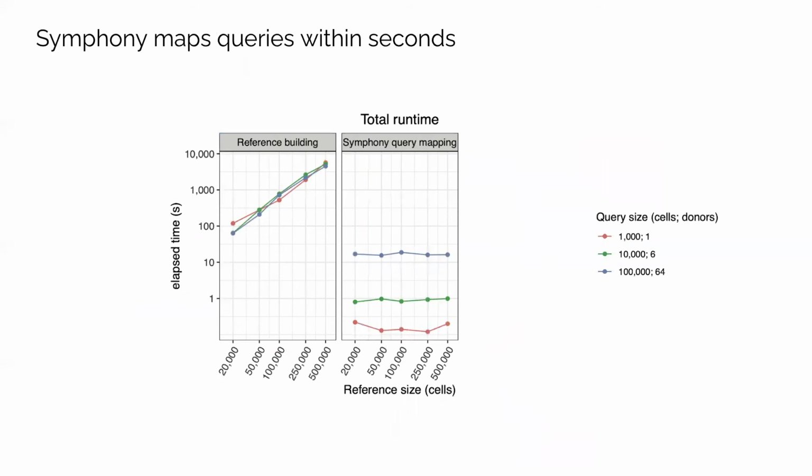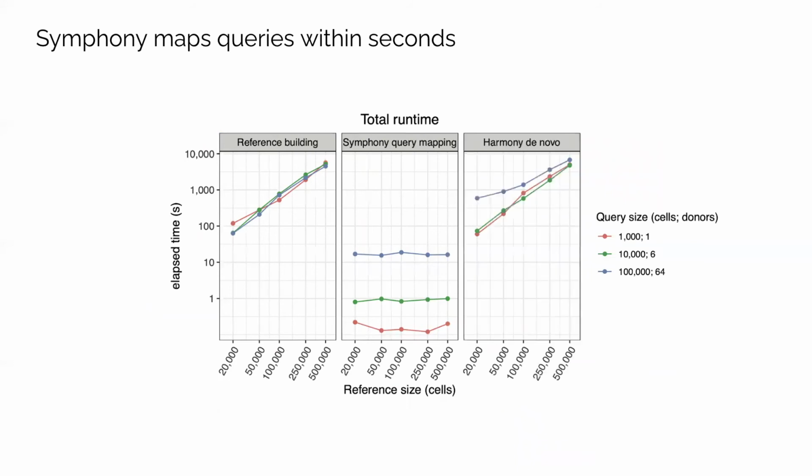First, Symphony is very fast. Even for references of 500,000 cells, mapping queries takes just seconds. This is much faster than attempting to integrate the reference and query cells de novo.